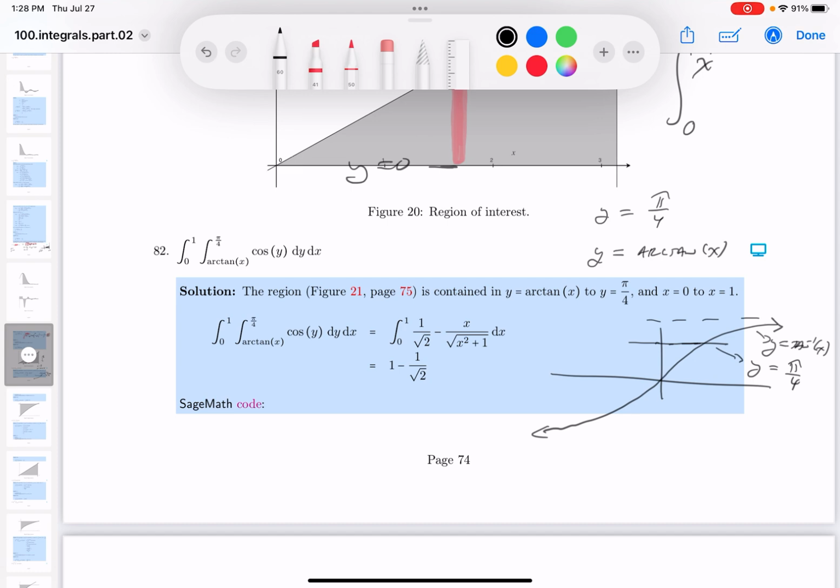What else do I know about it? It starts at x equals 0. I'm working my way out, lower limit 0, and it goes up to 1. What does that look like? Well, 1's going to be right here. And why is that? The tangent of pi over 4 is 1. So this is the region we're talking about, all right?